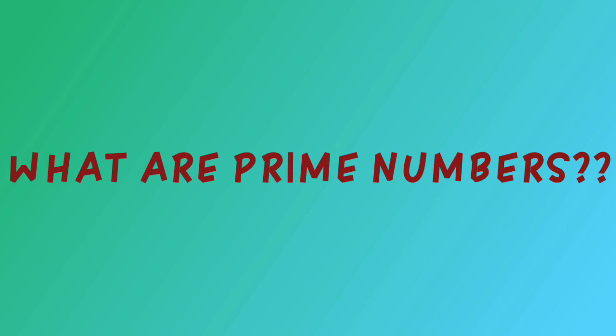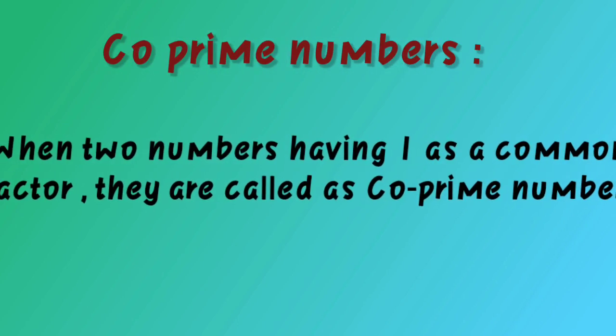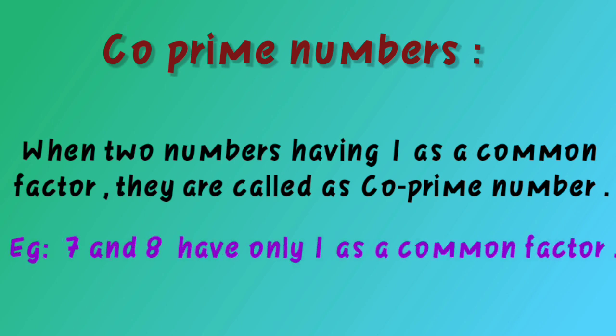You already know what prime numbers are. When a number has only two factors, that is 1 and the number itself, it is called a prime number. Now we will discuss co-prime numbers. When two numbers have only 1 as a common factor, they are called co-prime numbers. अगर कोई दो numbers के बीच में common factor सिर्फ 1 है तो उसे हम co-prime numbers कहते हैं. फॉर एग्जाम्पल 7 and 8. 7 and 8 के बीच में सिर्फ 1 ही है जो कॉमन फैक्टर है. सो 7 and 8 आर कॉल्ड एज को प्राइम नंबर्स. तो अब आप क्लियर है को प्राइम नंबर्स क्या है.